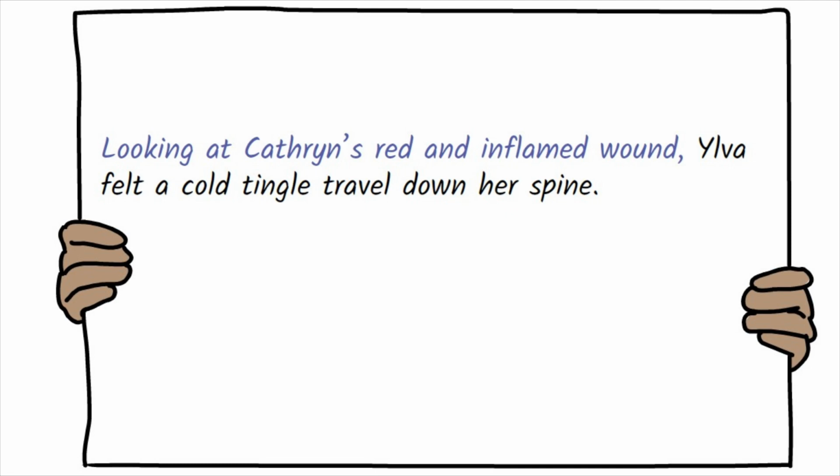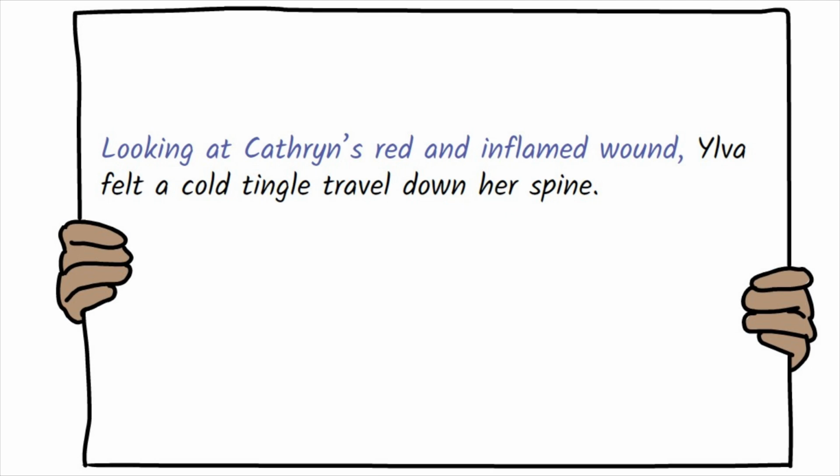A subordinate clause is an extra piece of information which adds interesting detail to the main clause in a sentence. It does not make sense on its own and must always be linked to a main clause. In this sentence, you can see the subordinate clause in blue and the main clause in black. Looking at Catherine's red and inflamed wound, Ilva felt a cold tingle travel down her spine.